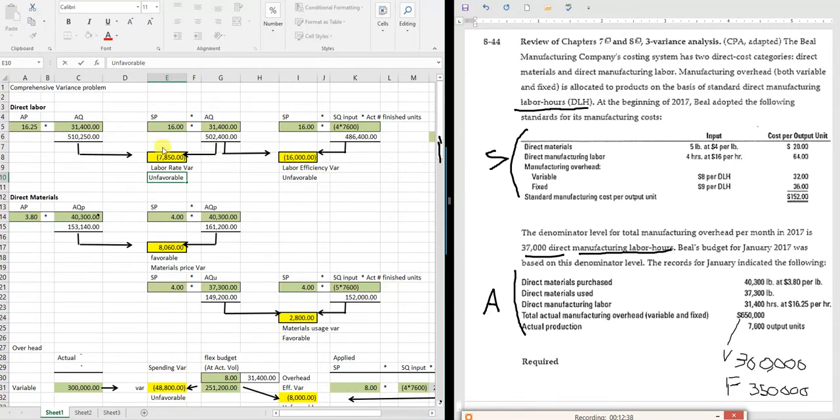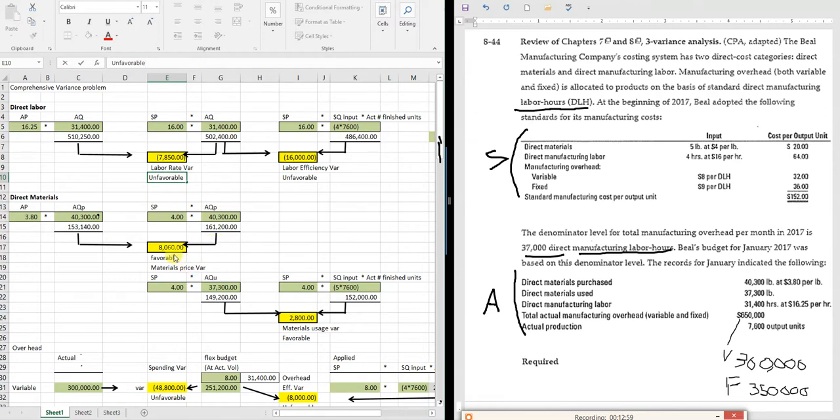So let's take this one. Let's pretend this is unfavorable and let's pretend this is favorable. Notice they net out to a favorable. So it may be worth my while to invest in training to get everyone up to this higher skill level so they can do it more quickly, because the net effect of those is overall positive.